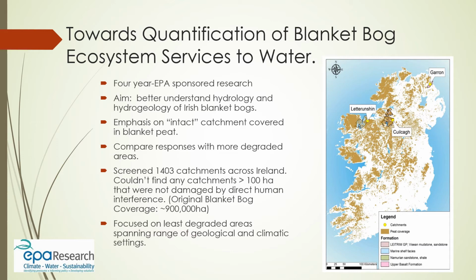This took place between 2015 and 2019, where we were looking at the hydrology and hydrogeology of blanket bogs. At the start of the study, we attempted to identify catchments that had not been affected by human activity. We screened 1,403 catchments across the island of Ireland and could not find any catchments with an area greater than 100 hectares that had not been impacted by human activity. This compares with the original blanket bog coverage, by the way, of approximately 900,000 hectares.